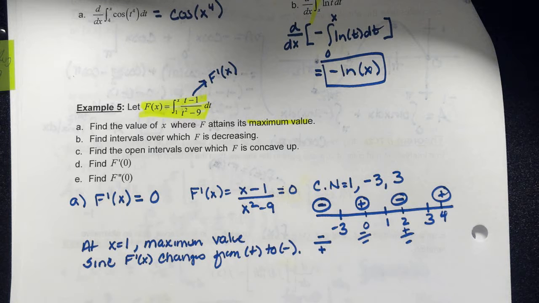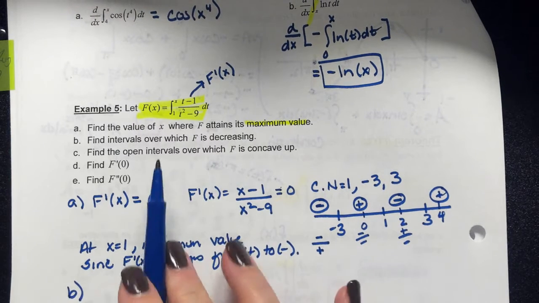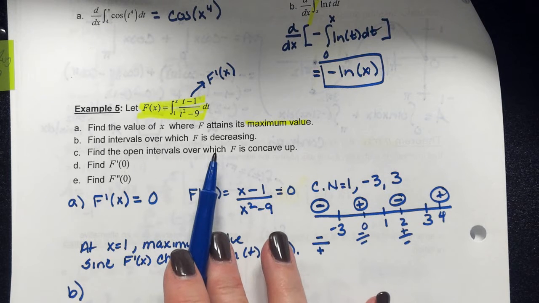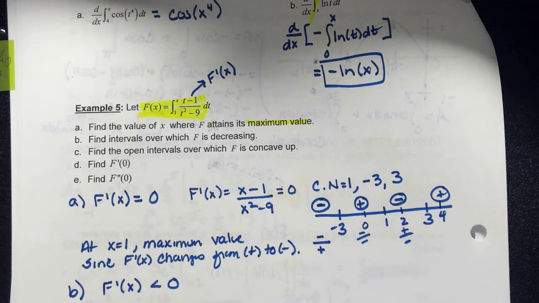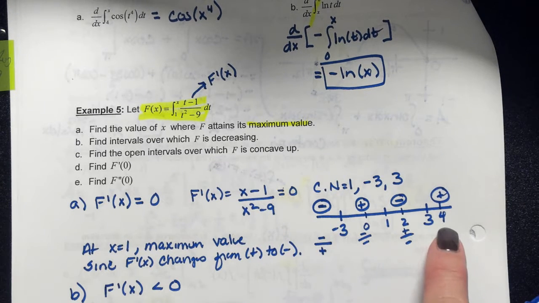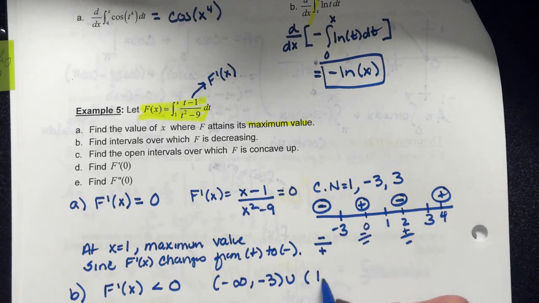So it's using concepts we've known from the previous chapter, but the original problem is given to us in the form of an integral versus a function. So any questions on part A? Part B, find the intervals for which f is decreasing. How do you know f is decreasing? Thinking back to what we did in chapter 4, what has to happen with f prime? F prime of x has to be less than 0. So I already know where f prime of x is less than 0. F prime of x is less than 0 from negative infinity to negative 3, and where else? 1 to 3.